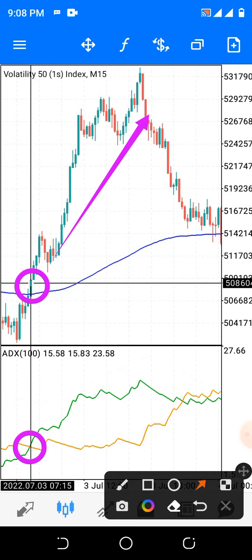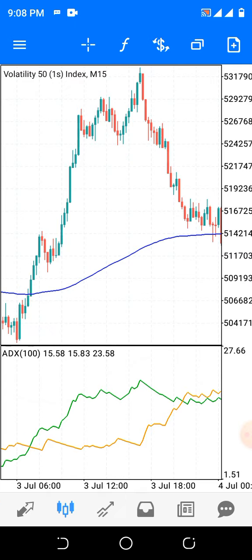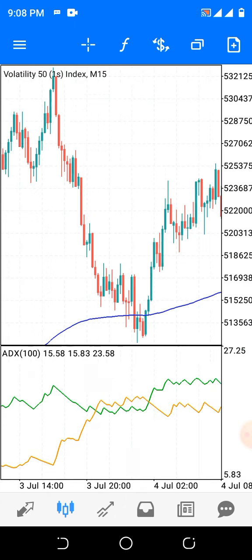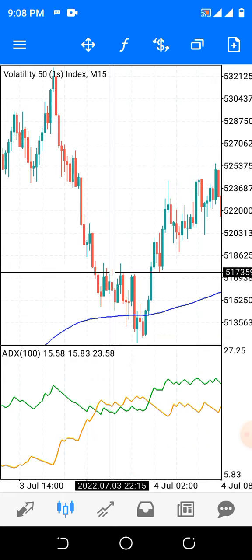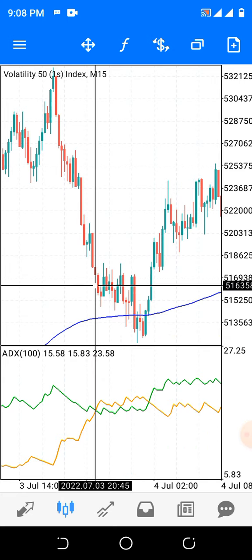Now we proceed. Now watch here. Let me show you something. Watch closely. There is a crossing here. That is the first condition. Now let's see if the second condition is fulfilled. This crossing here is a sell signal.